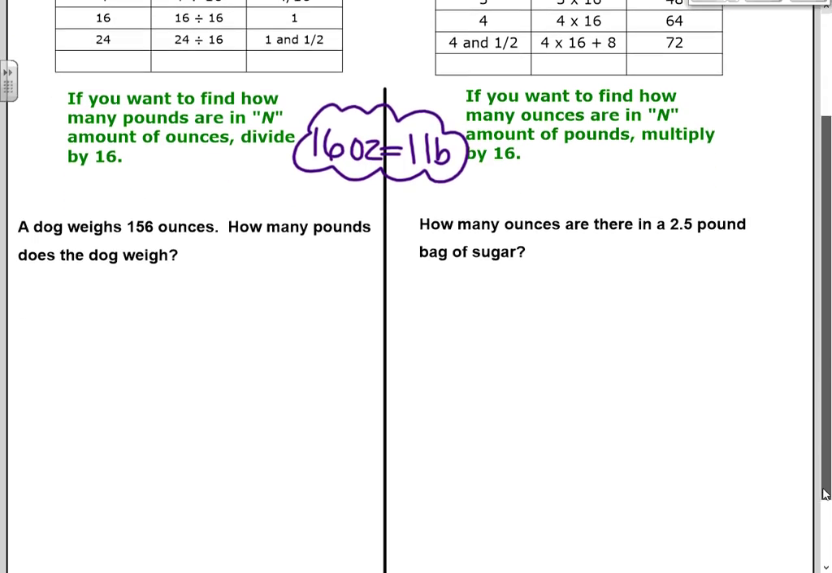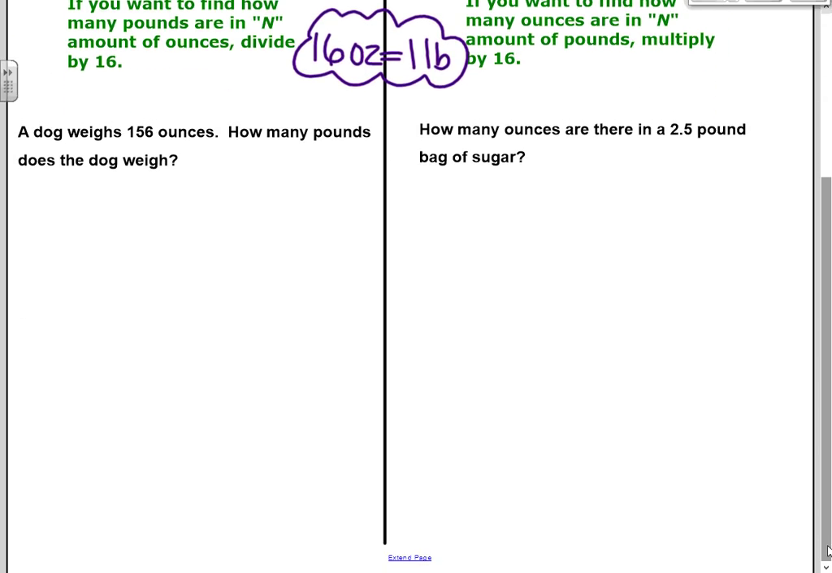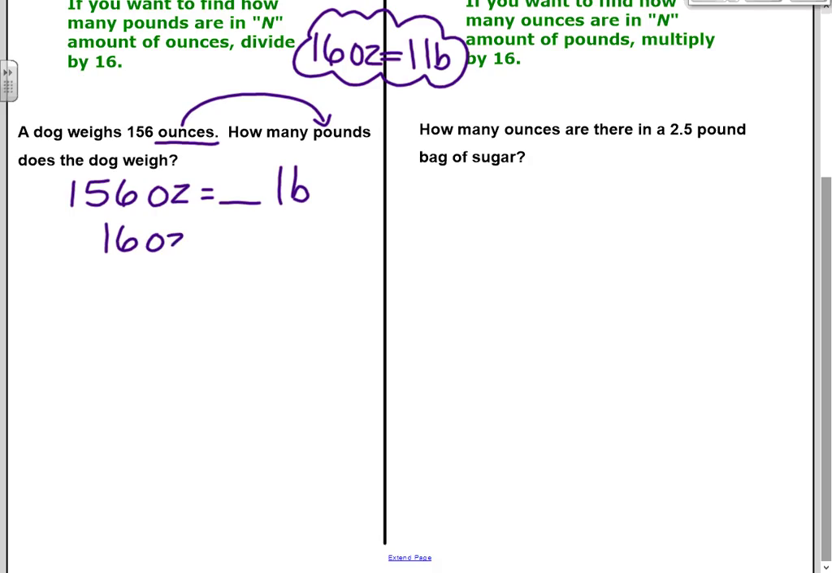All right, so let's go ahead and look at our two example problems down at the bottom. And we are looking first to convert 156 ounces to pounds. Okay, so if we are going from a smaller unit here to a larger unit, we are going to divide. Correct. So I have 156 ounces equals how many pounds? We don't know, but I do know that there are 16 ounces in 1 pound.